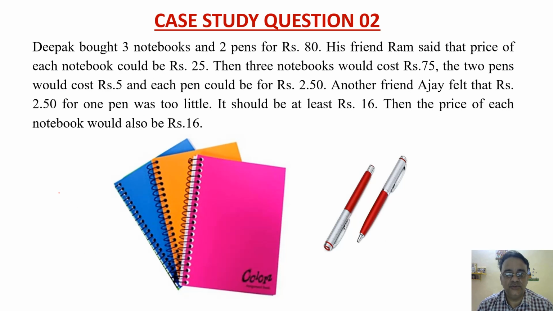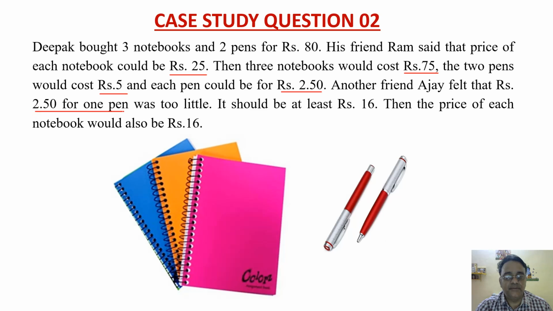Case study question number 2. Deepak bought 3 notebooks and 2 pens for rupees 80. His friend Ram said that price of each notebook could be rupees 25. Then 3 notebook would cost rupees 75, and the 2 pen cost rupees 5, and each pen could be for rupees 2.50, right.